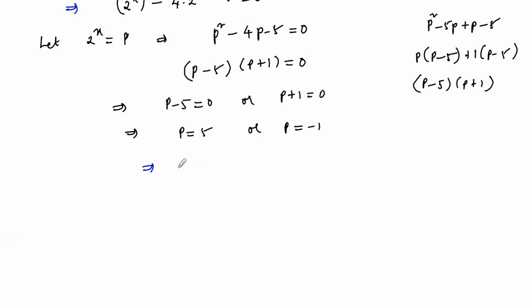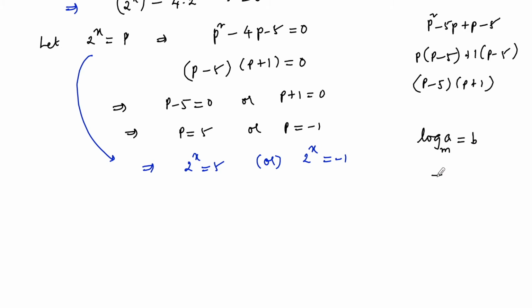So we can write here p is nothing but, let us consider back 2 power x, so 2 power x is equal to 5 or 2 power x is equal to minus 1. And since we know the conversion of logarithm into exponential form, log a to the base m is equal to b, which implies m to the power b is equal to a. This is logarithmic form to exponential form.